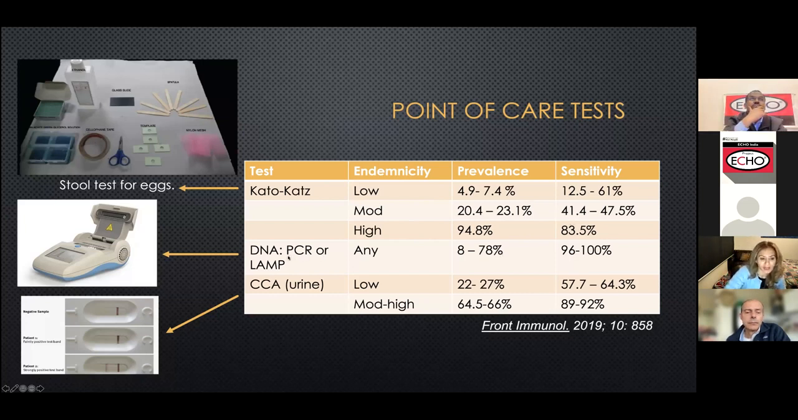The DNA PCR or LAMP, I guess this is the real new gold standard. Even in prevalence studies as low as 8% prevalence, it has a sensitivity of 96 to 100%. These are the new sort of tests. There's a CCA, a circulating cathodic antigen test for urine. There's one for serum as well. And even in low endemicity countries, it does well, 57 to 64%. But in moderate or high endemicity countries, you're getting up to 92% sensitivity. So it's easy to perform, particularly the urinary test. So I think we're going to be seeing more and more of this. At least in the last 5 years in the literature, there have been increasing numbers of papers published on this, so it's good.